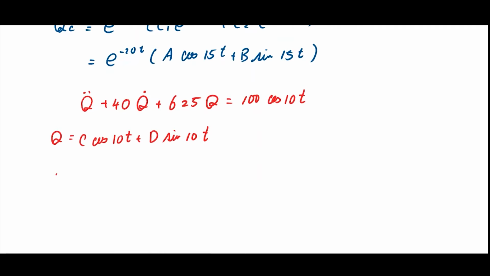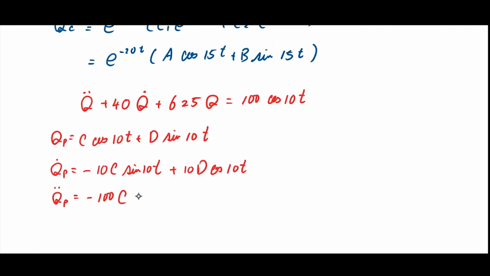Okay, so let's take a derivative of this. Q dot is equal to negative 10c sine 10t plus 10d cosine 10t. And then Q double dot, this is a particular solution, the second derivative is negative 100 c cosine 10t minus 100 d sine 10t. Y'all with me?